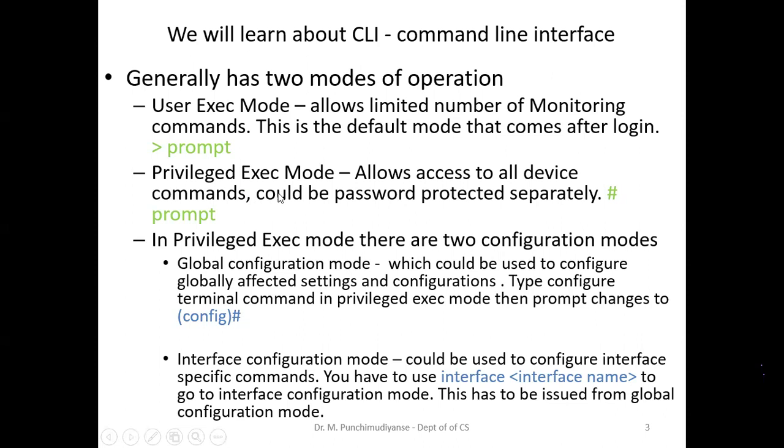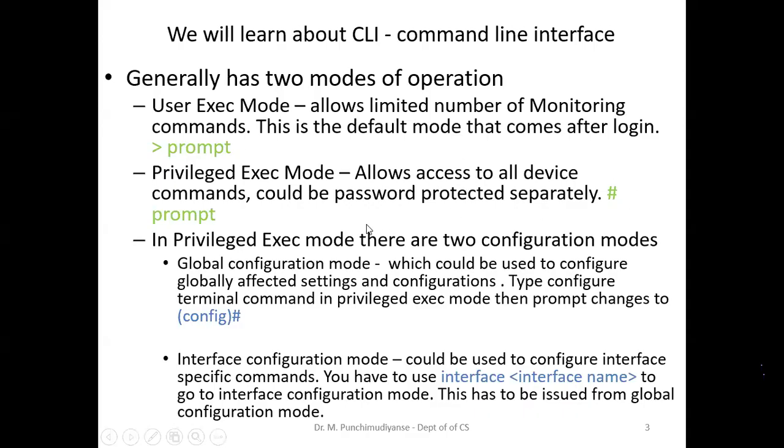Then you have another mode called privilege mode. Privilege mode is like an administrator account on your PC, where you can install software, make changes and so on. In a switch also, if any configuration change needs to be done, you have to be in the privilege exec mode. So we call it privilege mode, and when you go to that mode, it is identified by a hash symbol. So we call it the hash prompt. From user mode, there are commands to go to the privilege mode.